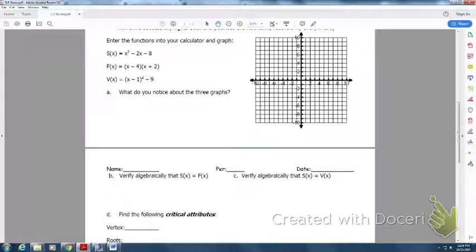One of the big ideas of today's lesson is you've got these three forms that look completely different from one another, but all three of them give you the exact same problem, because each form has a different piece of information from it. So that is what you should have noticed about the three graphs. All equations produced the same parabola.